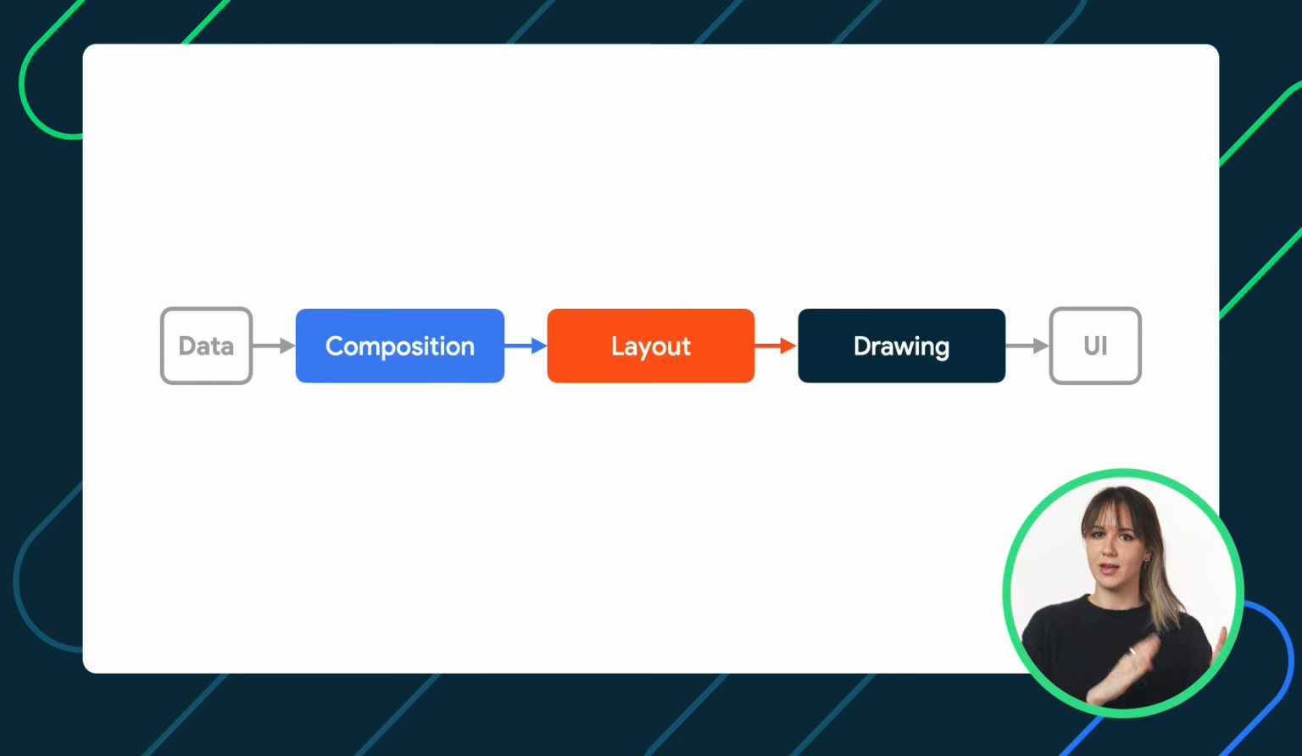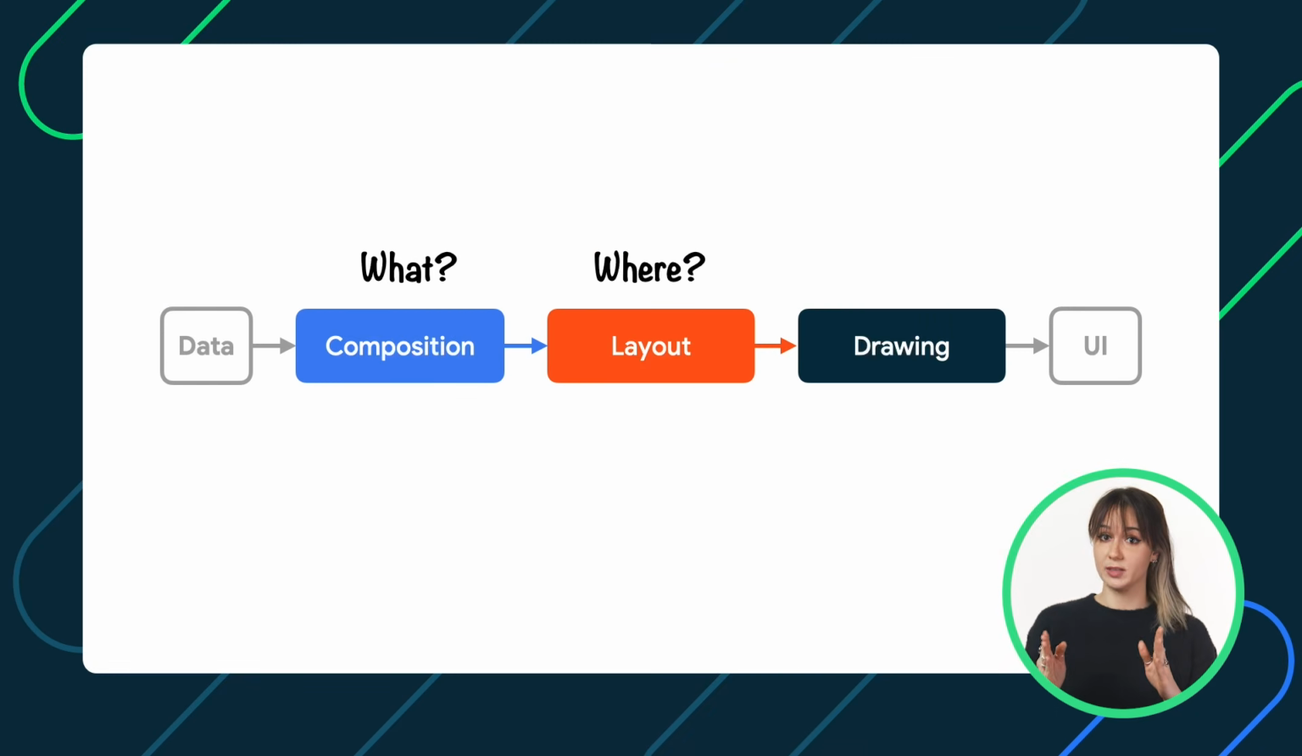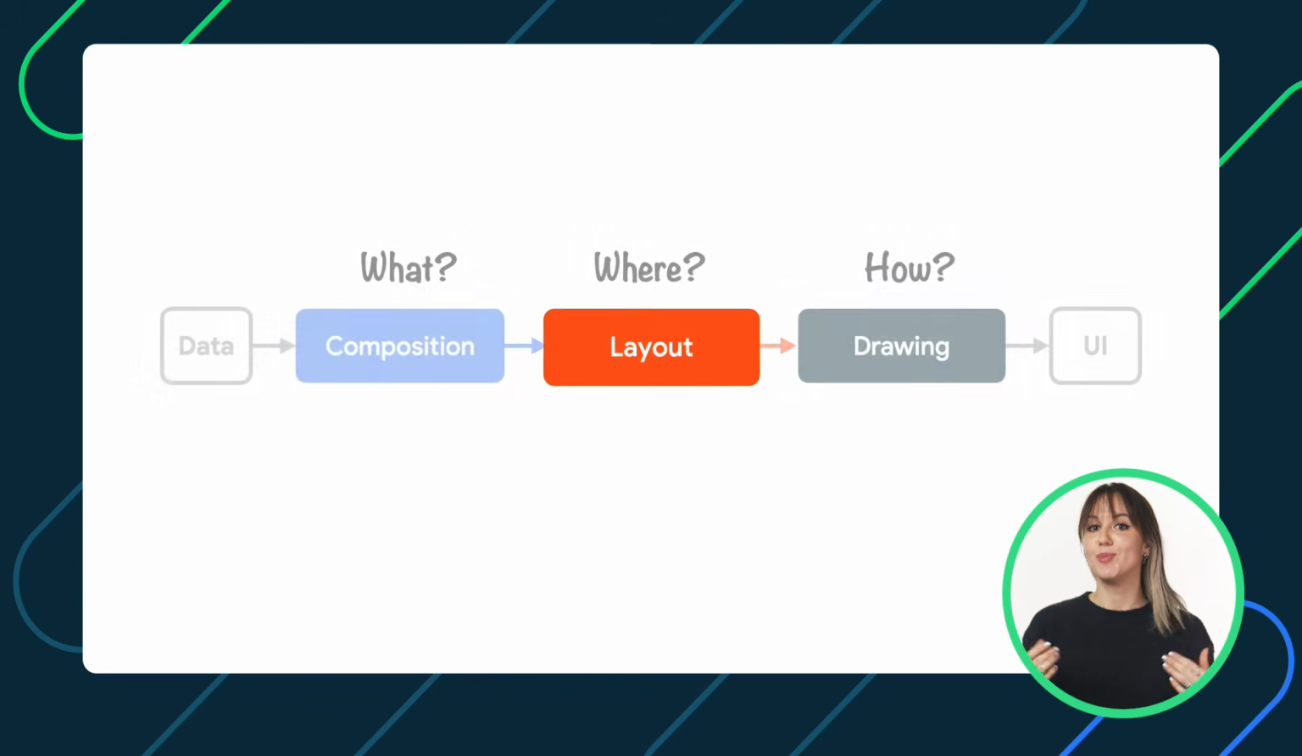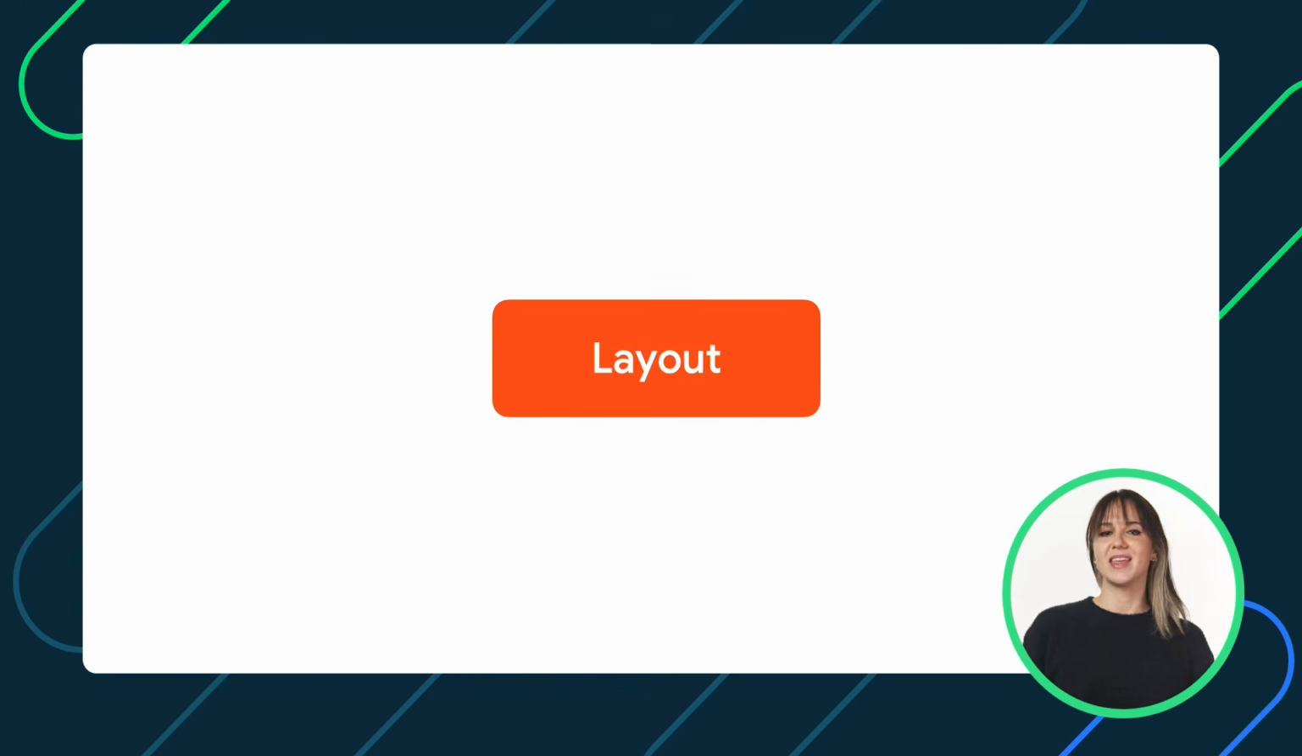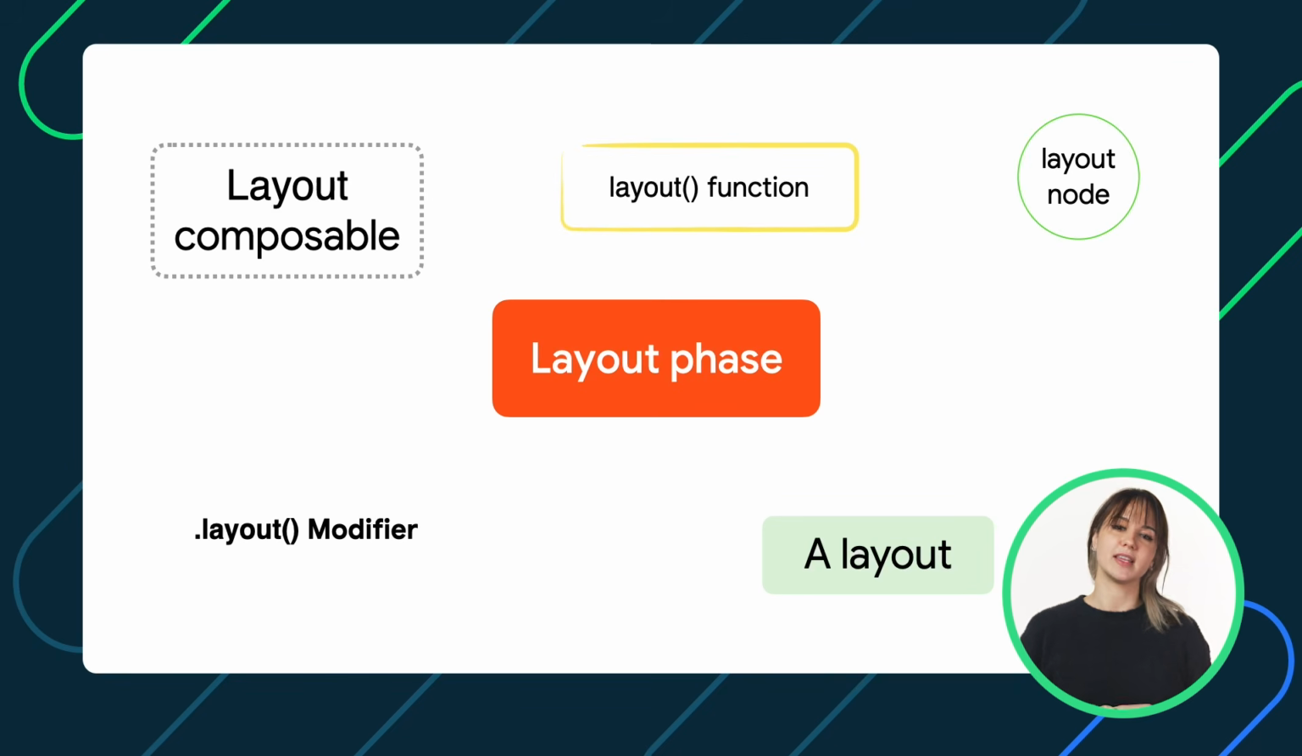In the previous episodes, we talked about how Compose transforms data into UI via its three phases: composition, layout, and draw, or what to show, where to place it, and how to render it. But as the name of our series suggests, we're mostly interested in the layout phase. However, the term layout in Compose is used for a lot of different things, and might seem confusing because of its many meanings. So far in the series, we've learned the following usages.